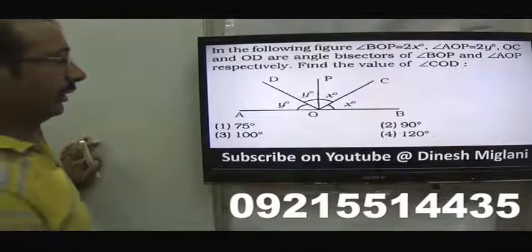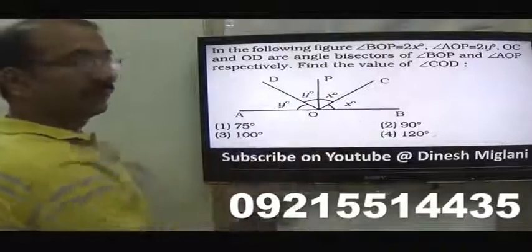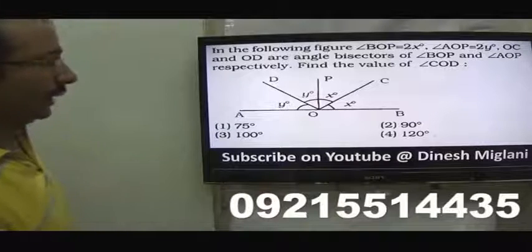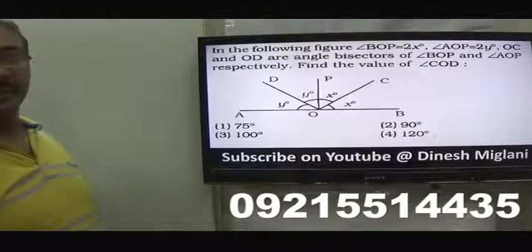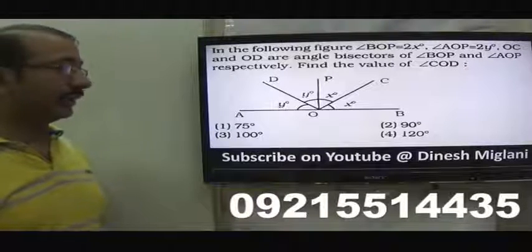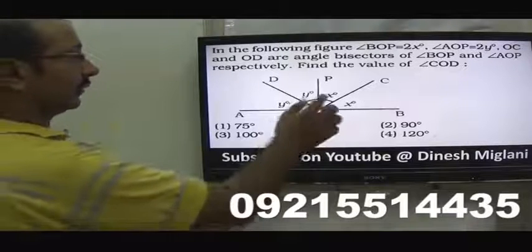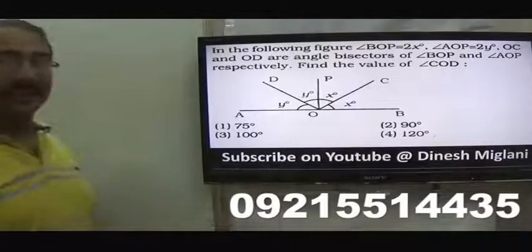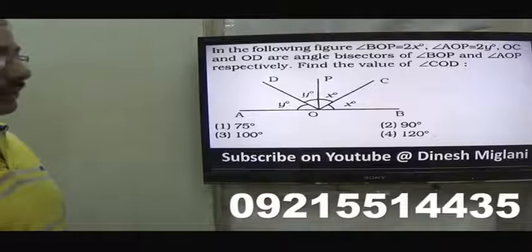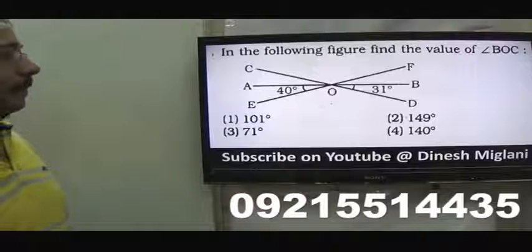I know that in a straight line, the sum of all angles is equal to 180 degrees. If I add all, I can say 2x plus 2y is equal to 180. It means x plus y is equal to 90. Hence I can say this x plus y is equal to 90 degrees. Second is my answer. Angle COD is equal to 90 degrees.